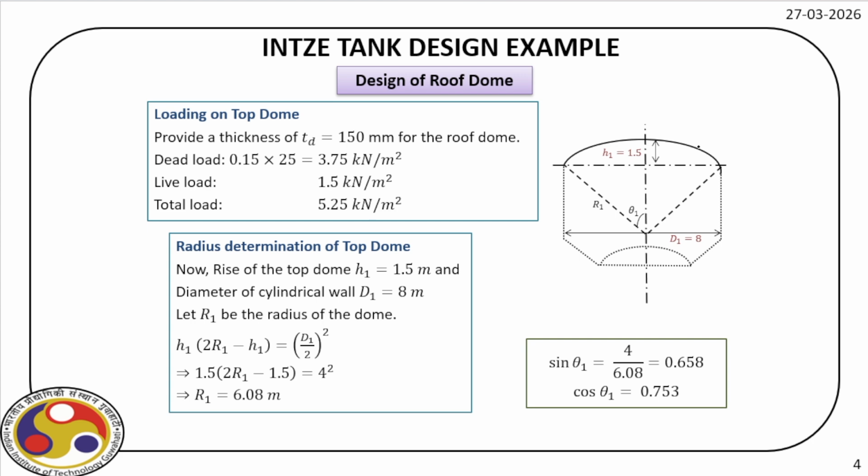So first things first, the roof dome here is the first critical component. And for that, let us provide a thickness TD of 150 millimeter. Now, if we provide that thickness, then we can calculate the dead load, which is 0.15 times 25 kilonewton per meter cube. So that provides a dead load of 3.75 kilonewton per meter square. Then live load is already mentioned. So the total load is 5.25 kilonewton per meter square.